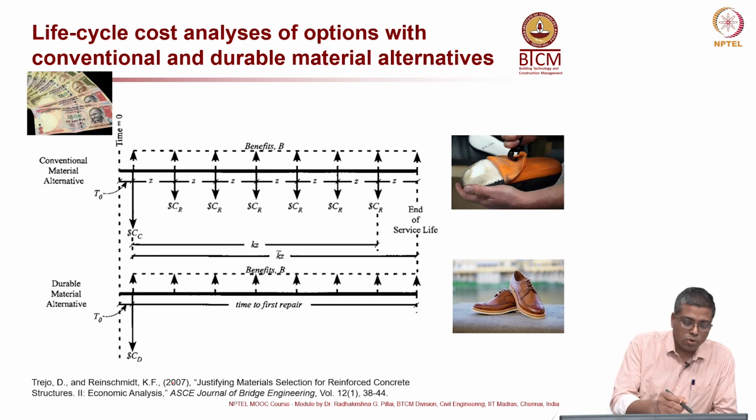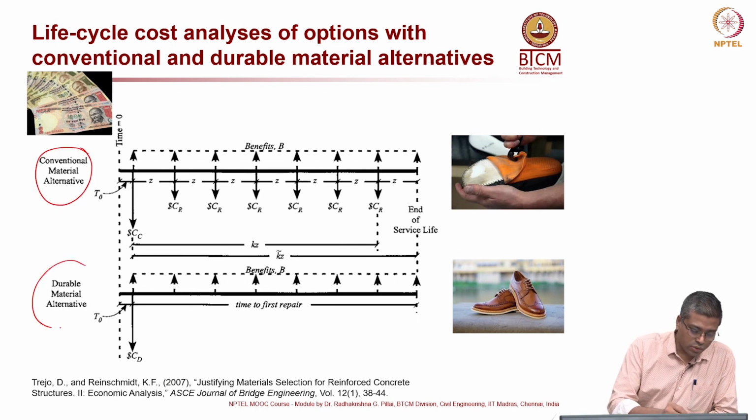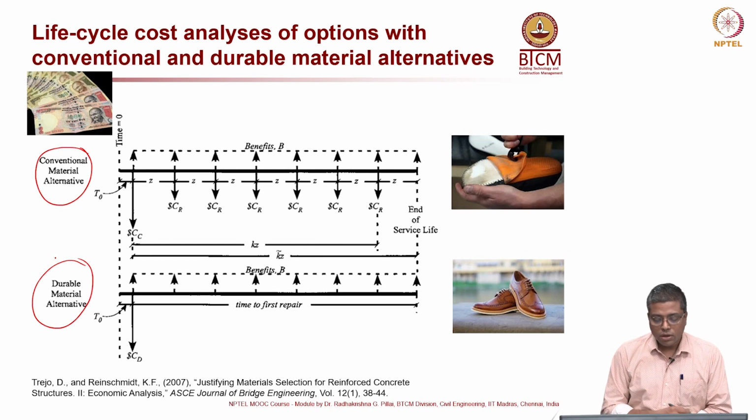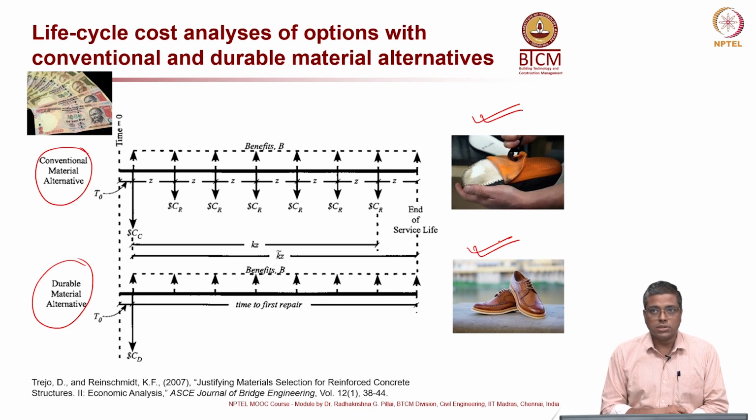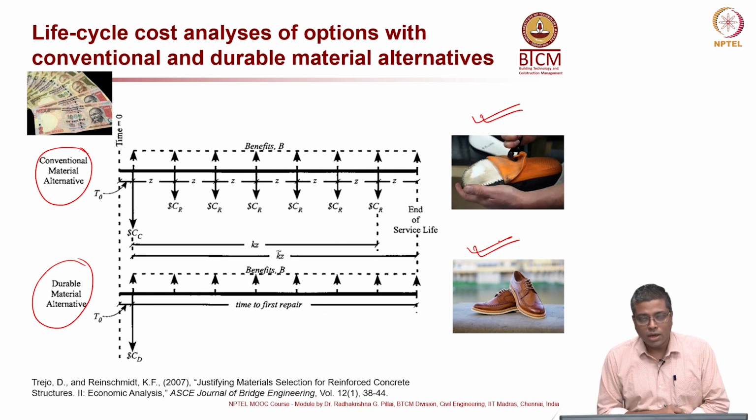Now, here you have two options. One is a conventional material alternative and the other a durable material alternative. Think about an example of a pair of shoes. You can see in the first one, this person has to repair the shoe very often. In the second option, I am going to say that this shoe is a very good quality shoe and you do not have to repair it very often.